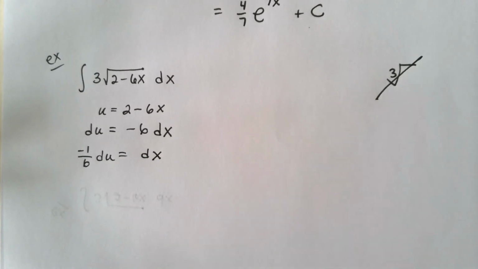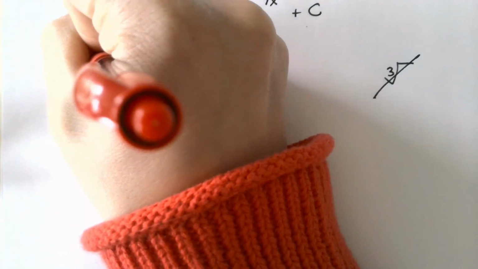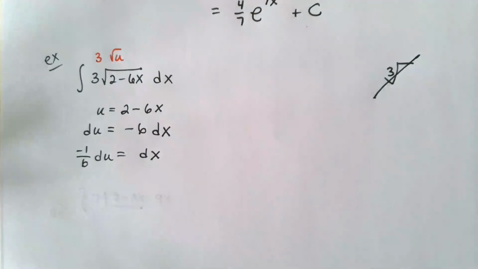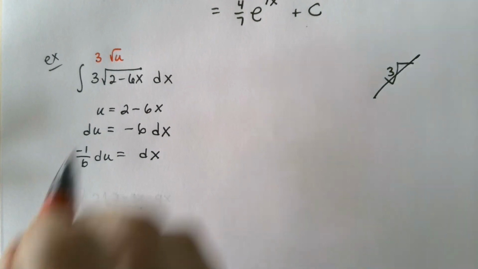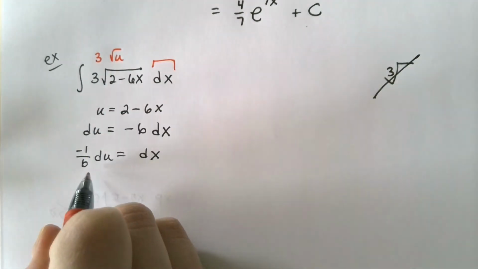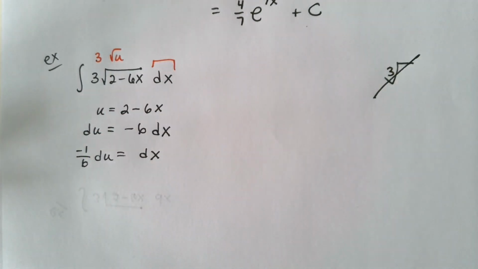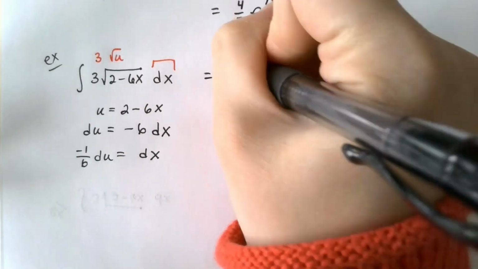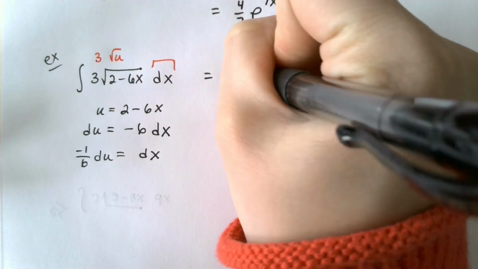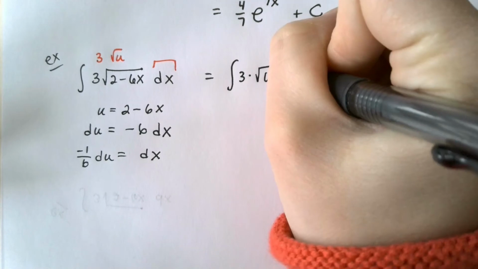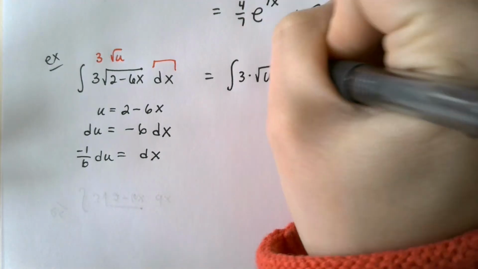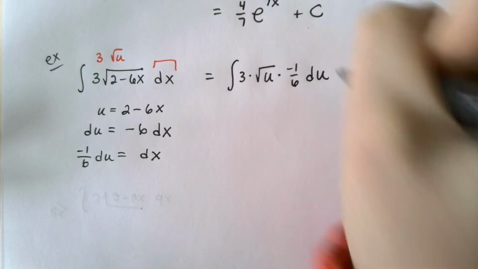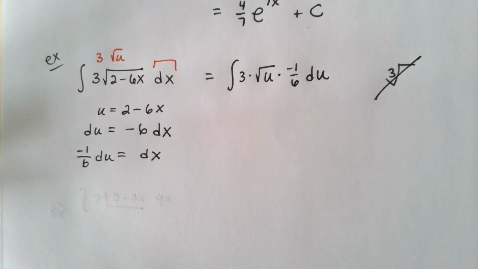All right, so now here I can have 3, the root of what I called u, and then dx has this whole substitution here, negative 1/6 du. So I will make that swap. So I still have 3 square root of u, and then dx is negative 1/6 du. Okay, so we've made a lot of progress. We've completely gotten all of the x's out of there.